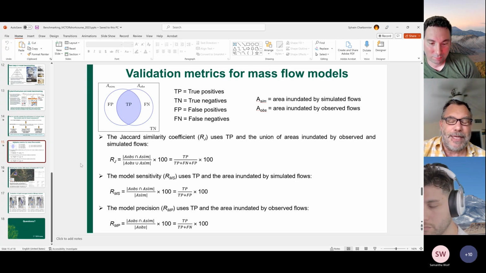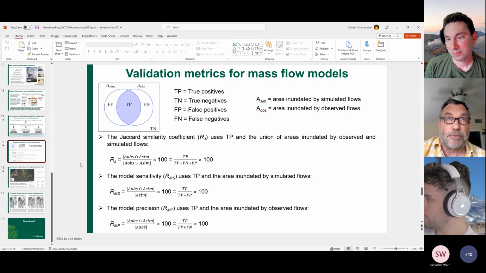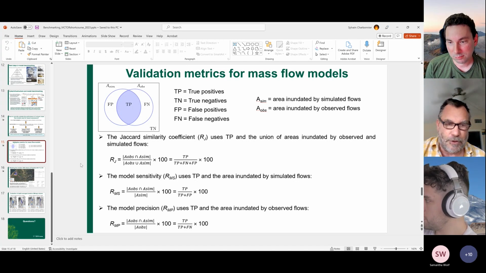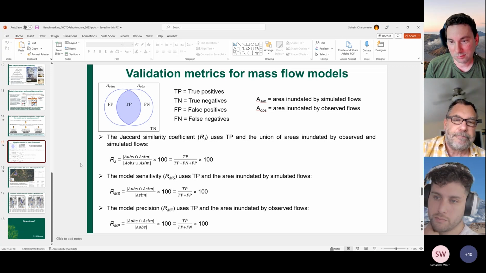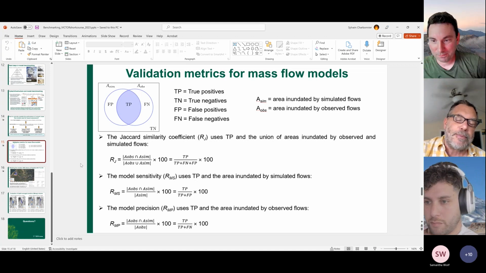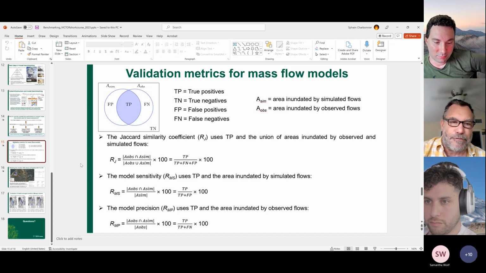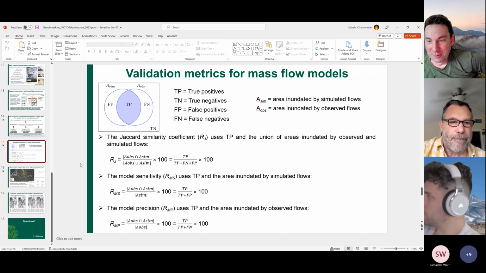So maybe if you're mostly interested in the model performance in a certain area, like the area of the alluvial fan at Panaba, where the village was, would there be a way to modify these models to pay more attention to the important part of the flow? That's a super good question, and that's exactly what we're trying to find out right now with Franco.